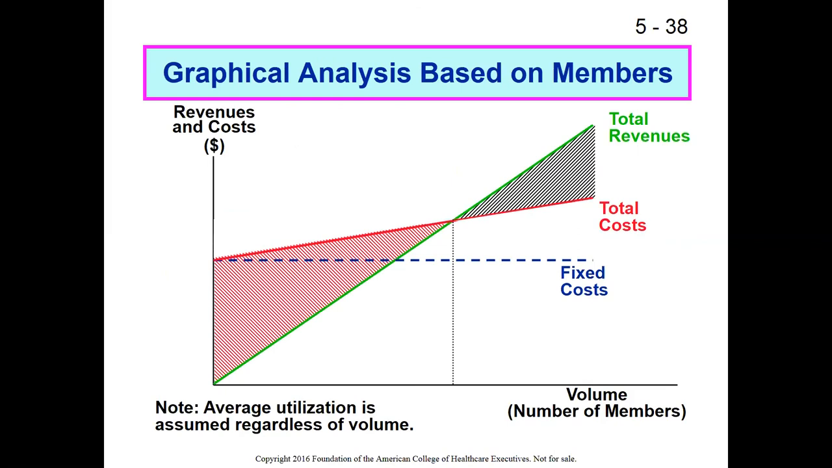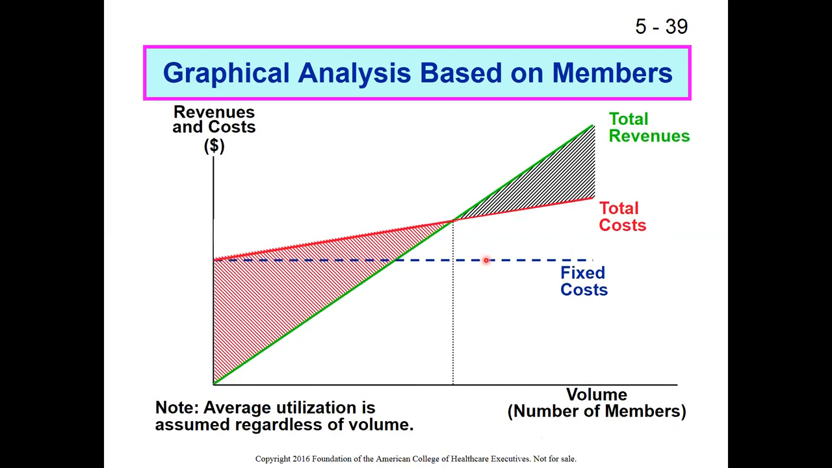So, okay, we've been looking at another way to look at capitation on a CVP analysis, on this cost volume profit graph. And the thing to notice here is we've changed the x-axis. The x-axis is no longer the number of visits. It is volume in the sense of the number of members. And so when we go to draw our CVP now, fixed costs are still fixed costs.